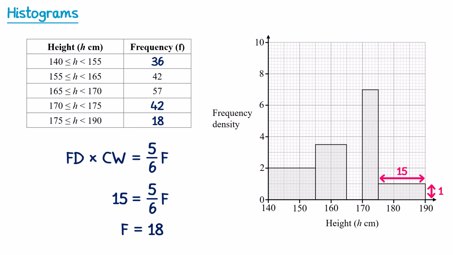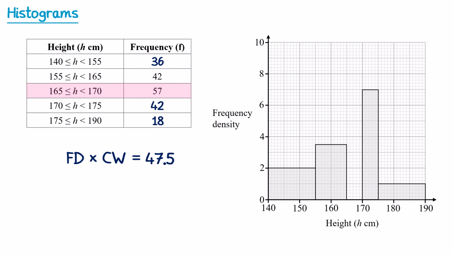This histogram also has a missing bar between 165 and 170, but we do have the frequency for that bar, it's 57. So this time we can substitute 57 in for the frequency. If you do 5/6 of 57 on your calculator, you'll get 47.5. The class width for this bar must be the difference between 165 and 170, which is 5. So we can substitute the class width for 5.